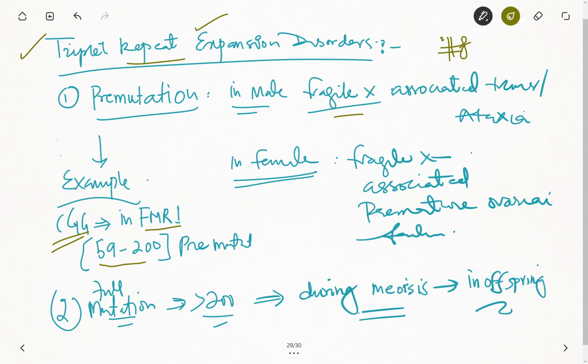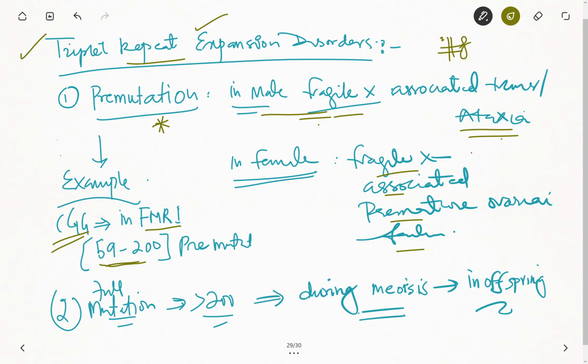For example, in a male, Fragile X-associated tremor ataxia can be seen if he is pre-mutated, such as when the CGG repeat number is somewhere between 59 to 200. In females, we see Fragile X-associated premature ovarian failure.